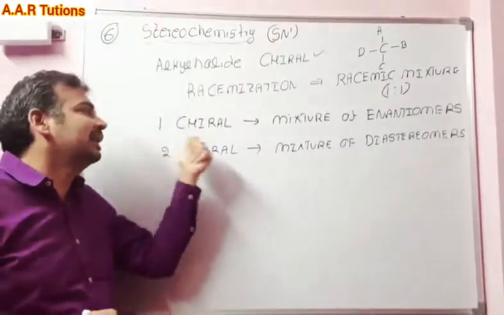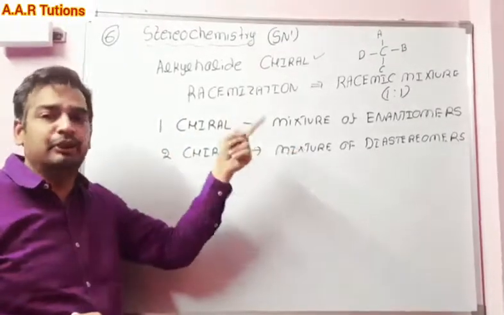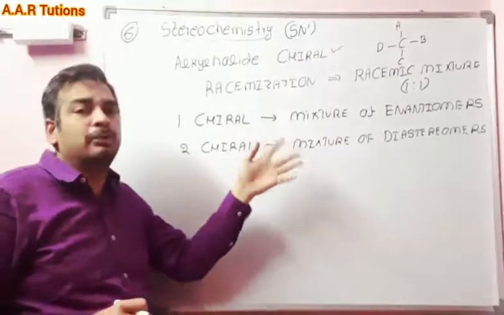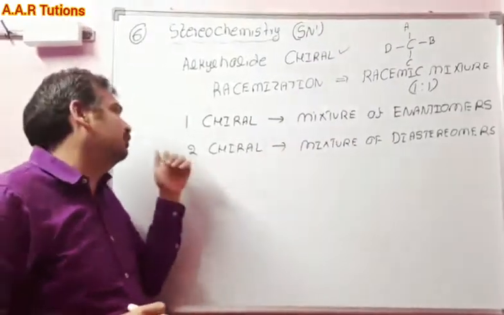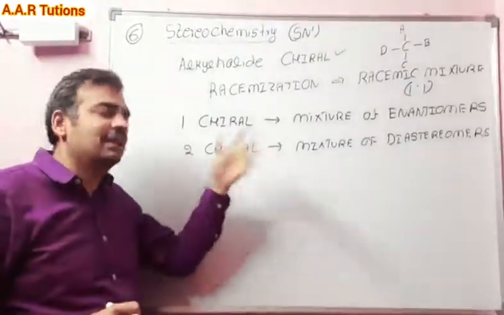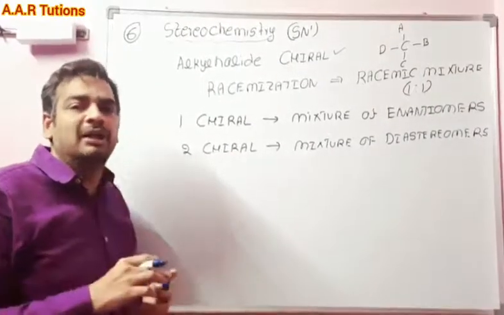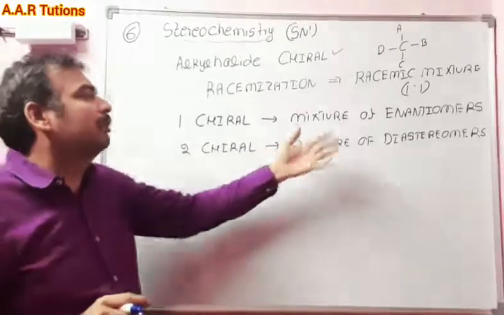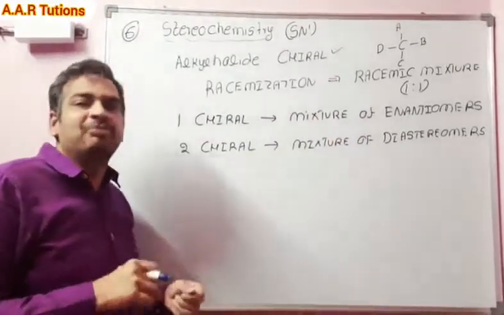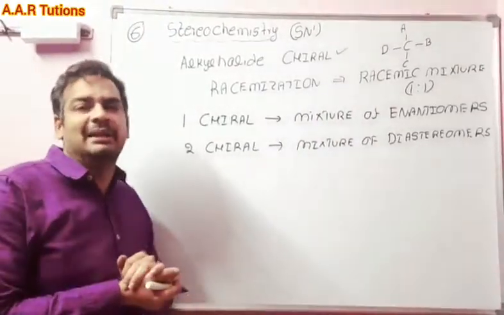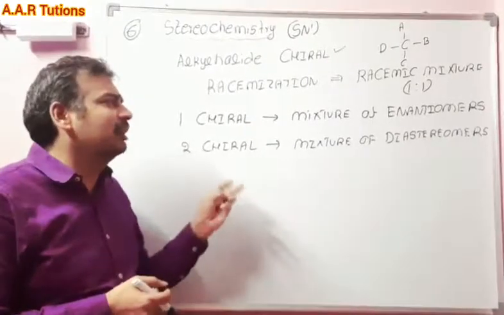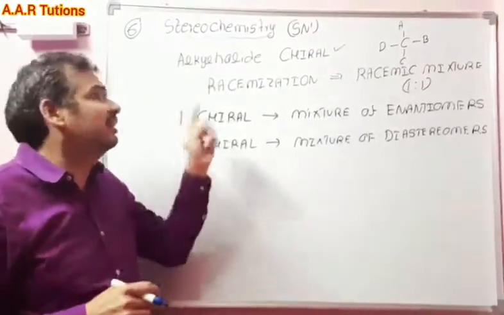If it is one chiral center, we will get a mixture of enantiomers. Enantiomers means non-superimposable mirror images. Suppose you take two chiral centers, we will get a mixture of diastereomers. Diastereomers means non-superimposable, non-mirror images. To know more about enantiomers and diastereomers, we will discuss complete details in stereochemistry. As of now, I will explain whatever is important for our topic.